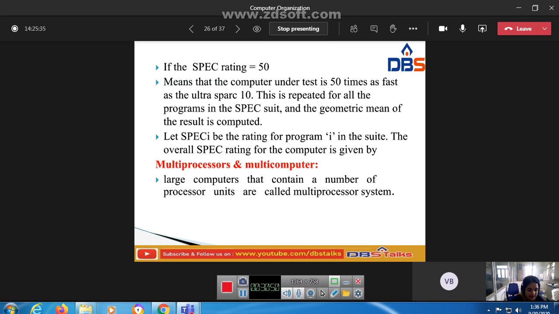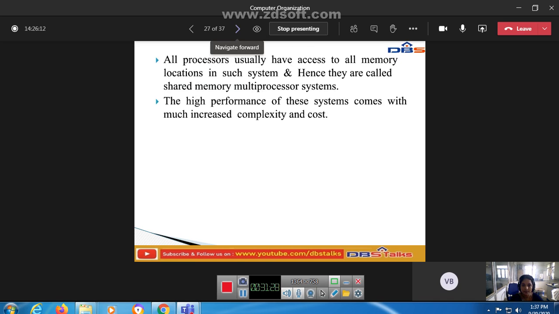High performance of these systems comes with much increased complexity and cost. In contrast to multiprocessor systems, it is also possible to use an interconnected group of complete computers to achieve high total computational power. These computers normally have access only to their own memory units. When the tasks they are executing need to communicate data, they do so by exchanging messages over a communication network. This distinguishes them from shared memory multiprocessors, leading to the name message passing multicomputers.